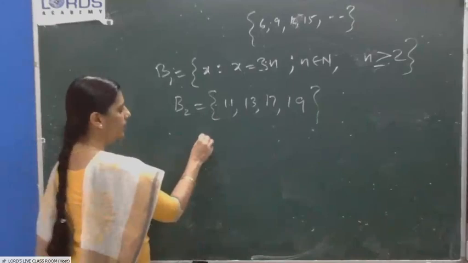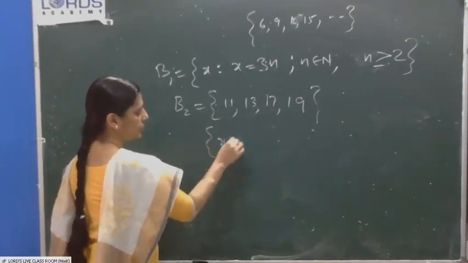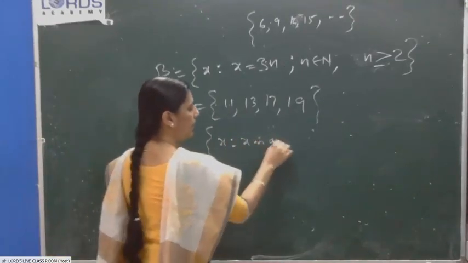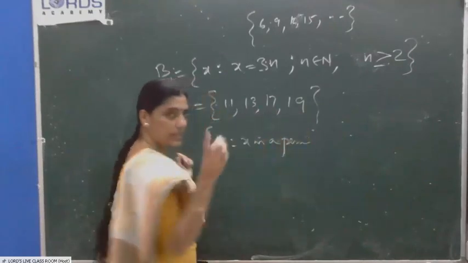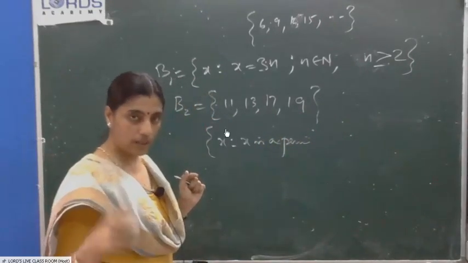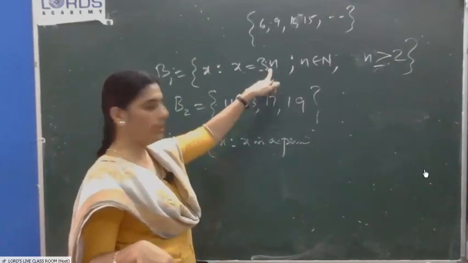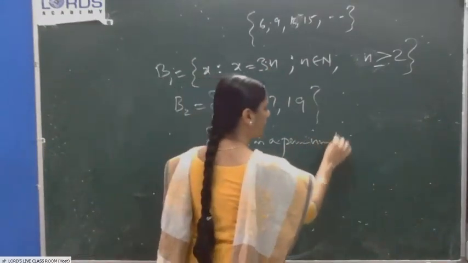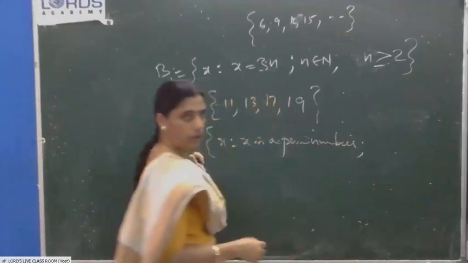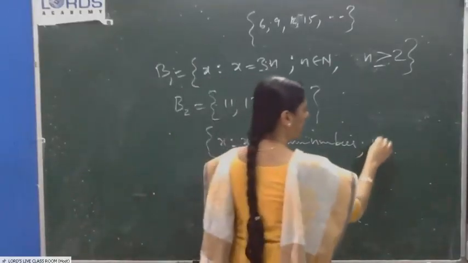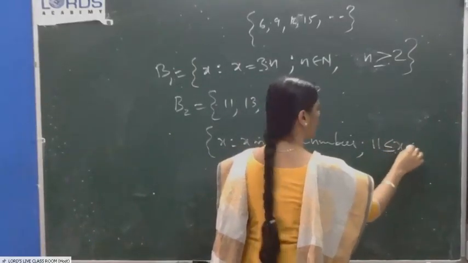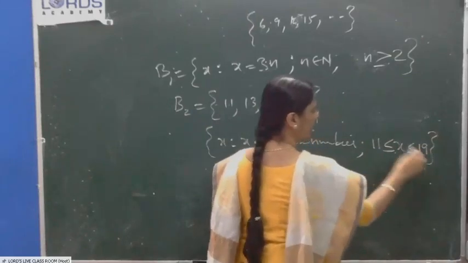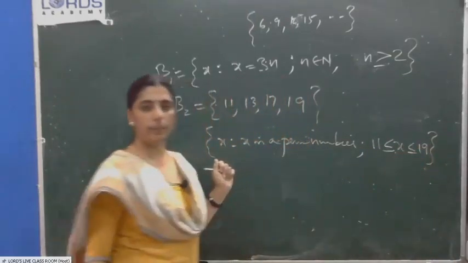So I am writing the rule method: x such that x is a prime number. We studied that you can write either in statement or in formula. Here we use the statement. X is a prime number, but not all. 11 less than or equal to x less than or equal to 19. 11 to 19, all the prime numbers.